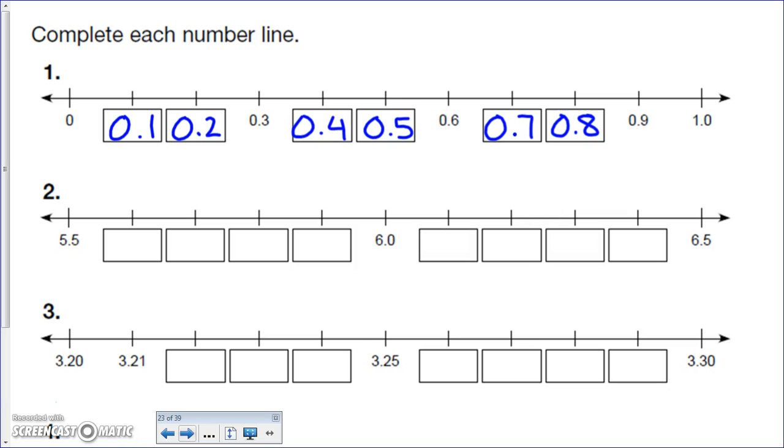For number line number 2, it starts at 5 and 5/10. With 4 boxes, it goes to 6. 4 more boxes goes to 6 and 5/10. So again, we can tell they're counting by tenths. So we're going to fill it in starting with 5 and 6/10.